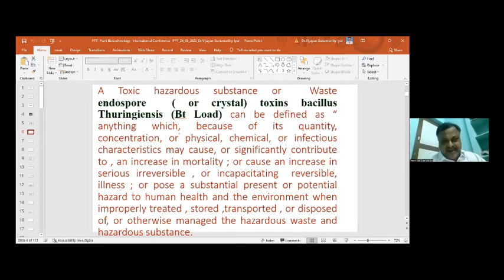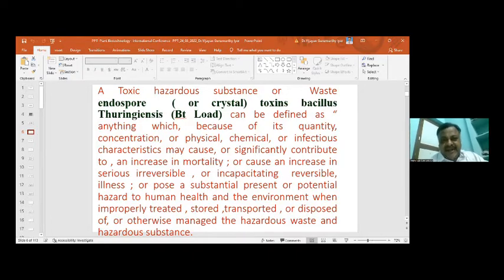defined as such because of its quantity, characterization and concentration, physical, chemical and infection characteristics that may significantly contribute to an increase in mortality or cause an increase in serious irreversible or incapacitating reversible illness, or pose a substantial present or potential hazard to human health and the environment when improperly mitigated, by means of the environmental health impact assessment process for the BT cotton.